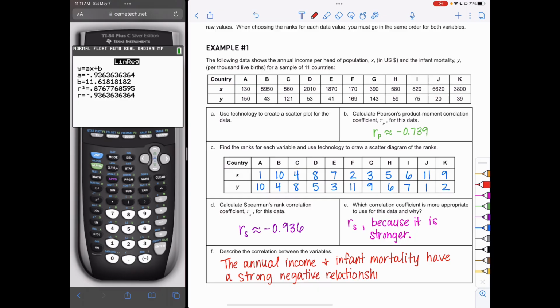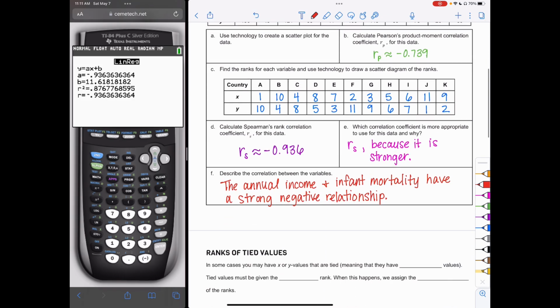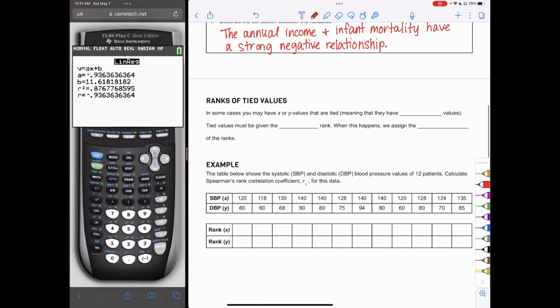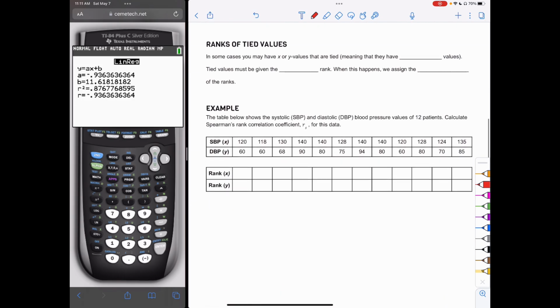Now, if negative 0.936 was the Pearson's correlation coefficient, then we would say it has a strong negative linear relationship. But we're not talking about Pearson's, we're talking about Spearman. So we're only talking about the strength of the positive or the negative relationship, no matter if it's linear or not. All right, so now let's look at what happens whenever we have ranks of tied values.